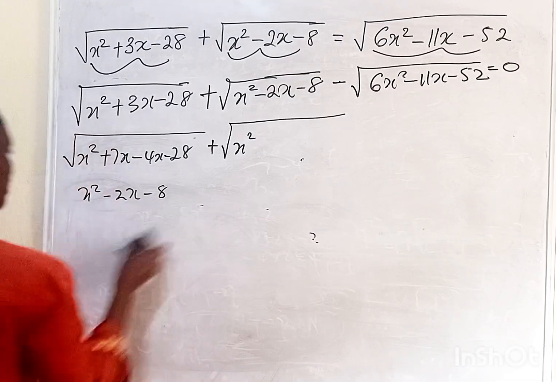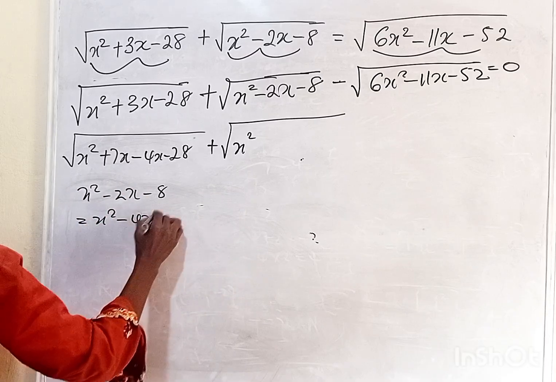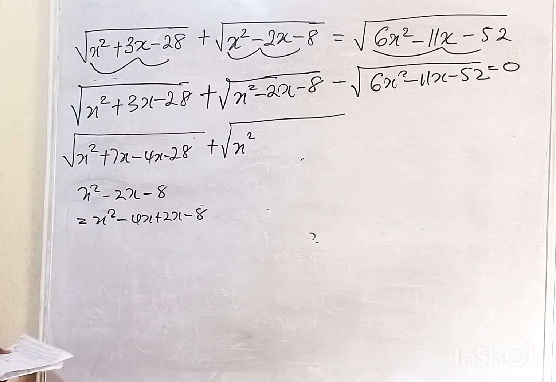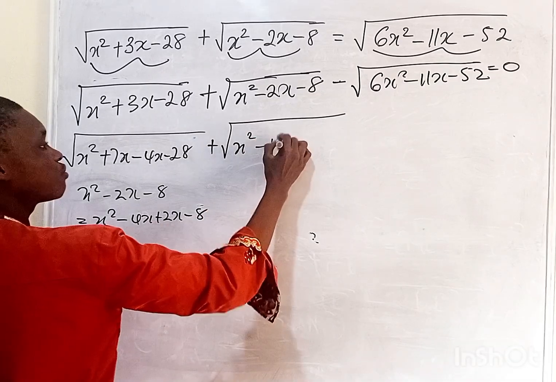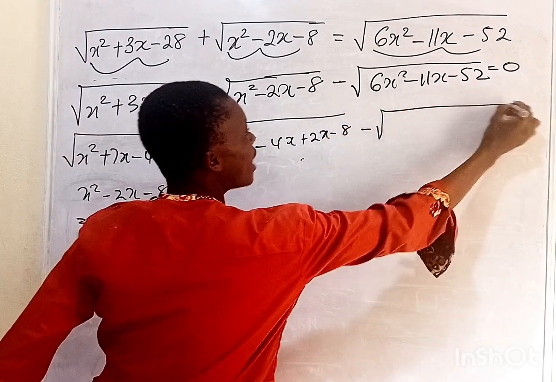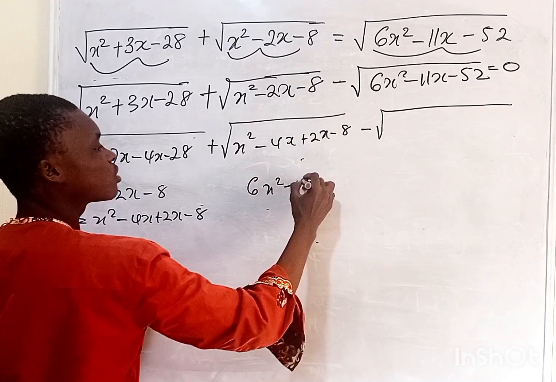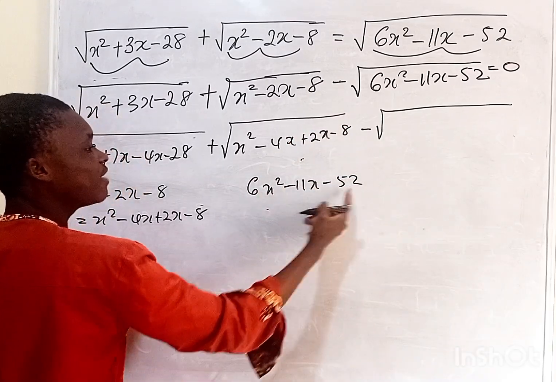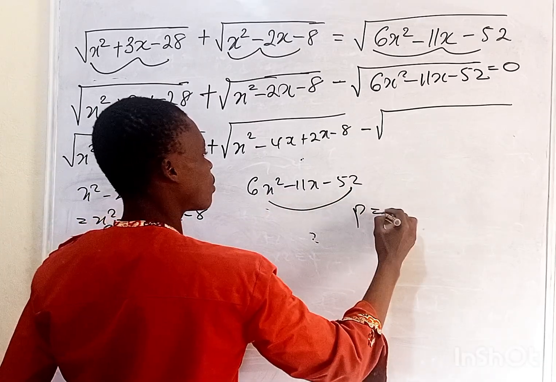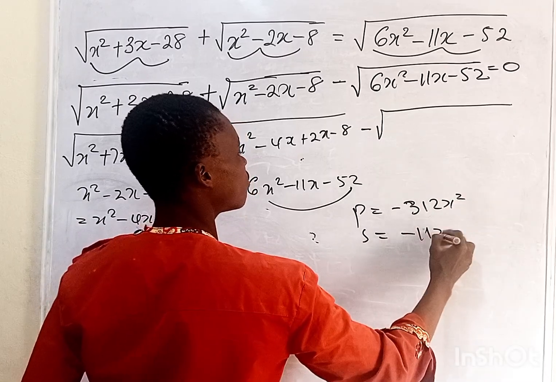Clearly, we find out that this expression becomes x squared minus 4x plus 2x minus 8. So from here, we are going to put this inside. So this becomes minus 4x plus 2x minus 8. Minus the square root. Let's also factorize this. If we have this 6x squared minus 11x minus 52, multiply the first term with 52. 52 times 6 gives us the product, negative 312x squared. Then the sum equals negative 11x.